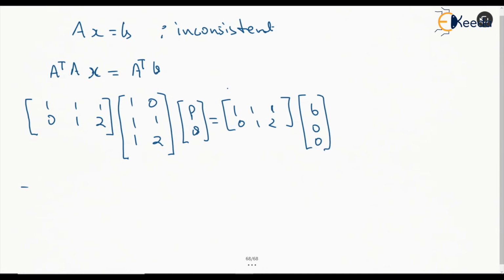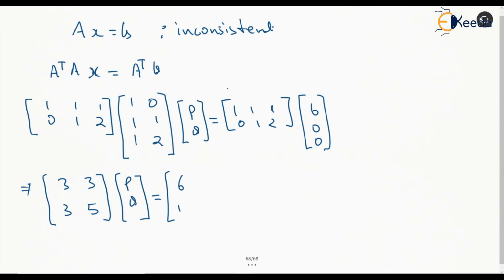This becomes the matrix (3, 3), (3, 5) times PQ is equal to (6, 0). So now we have this in the sense of the normal equation. Now we have to solve for P and Q.